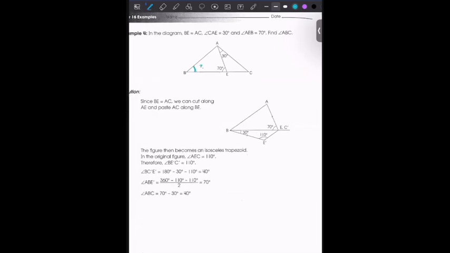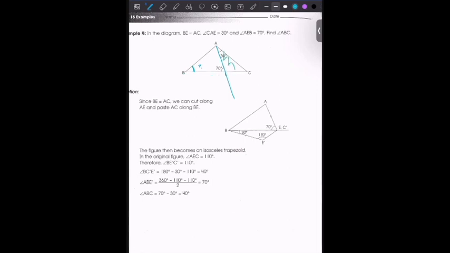So since BE is equal to AC, we can cut along AE and paste AC along BE. So instead of drawing, I'll just look at this diagram. So what this means is we're going to cut along AE like this, and then we're going to paste AC. Well, we're going to paste this triangle to this triangle. And so, since BE is equal to AC, we're going to bring this side and stick it to this side because they're equal. And so that is going to have the effect of making a triangle like this, which is shown here.